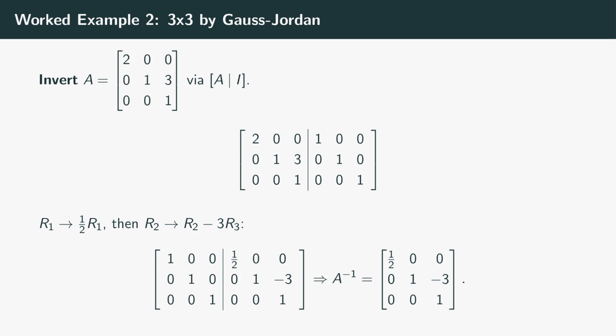Notice how the inverse undoes A exactly. A scaled the first axis by 2, so the inverse scales it by 1/2, and A added 3 of the third coordinate into the second, so the inverse subtracts it right back out.